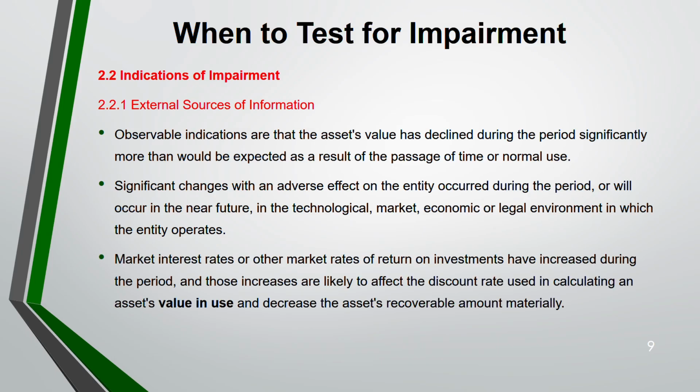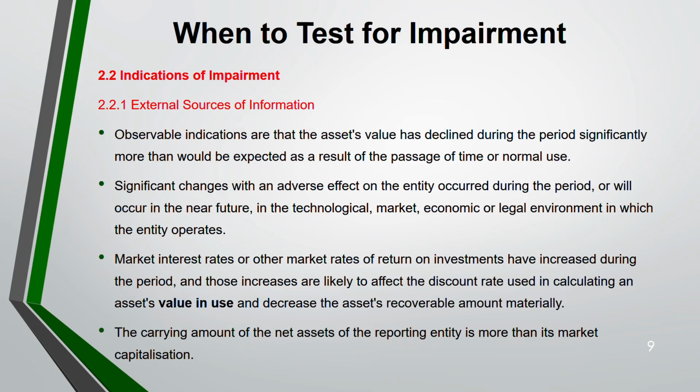Market interest rates or other market rates of return have increased during the year. Because this is increased, it will affect the discount rate that you will use to calculate your value in use. Higher discount rate means value in use will be less. So it will decrease your asset's recoverable amount. The carrying amount of the net assets of the reporting entity is more than its market capitalization. So all these 4 are external indicators of impairment.